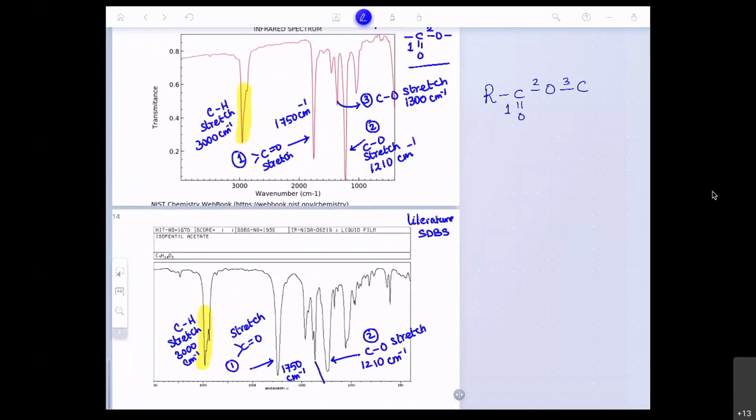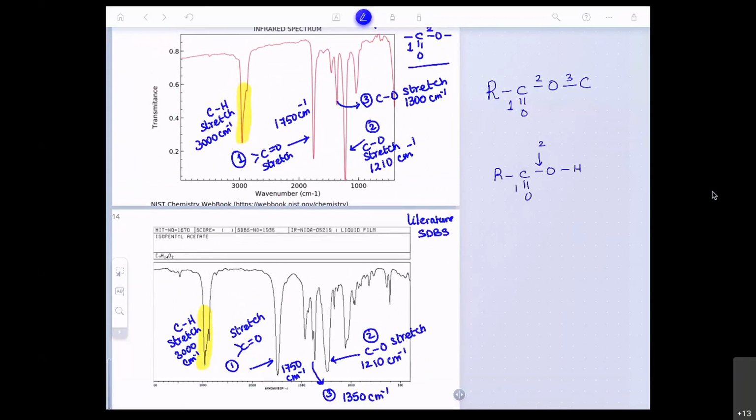And that one is right here, 3. So that one's coming around 1350 wave numbers. That's your 3. So you actually have 2 carbon-oxygen stretches, unlike your carboxylic acid or something like that, where you only have 1 and 2. You don't have the 3, right? So you want to see the difference there. So 1, 2, 3 are your characteristic stretches.